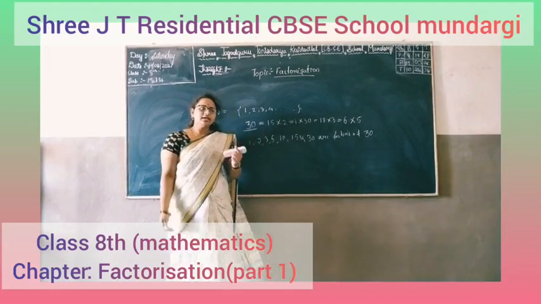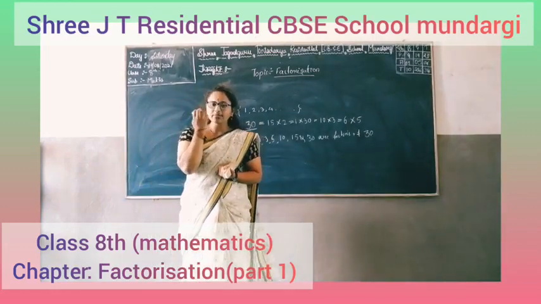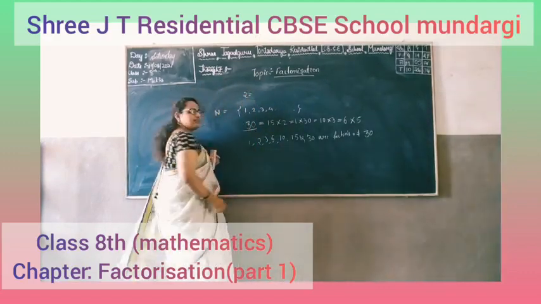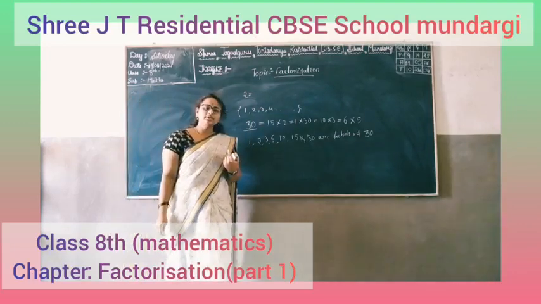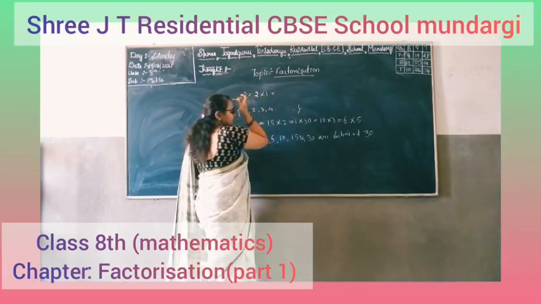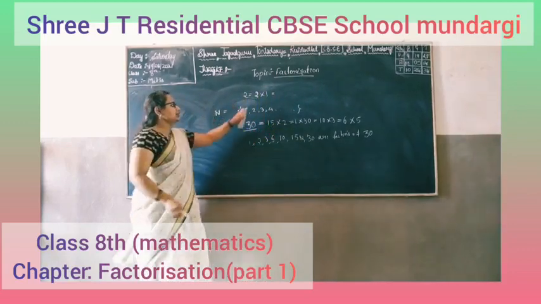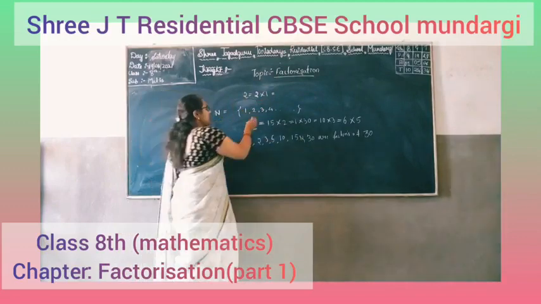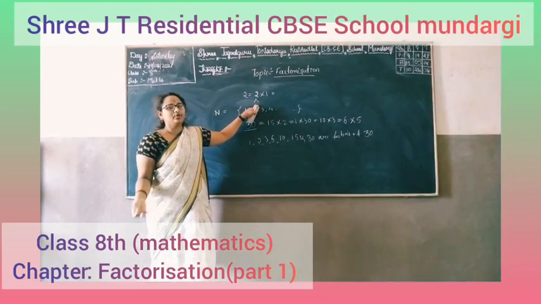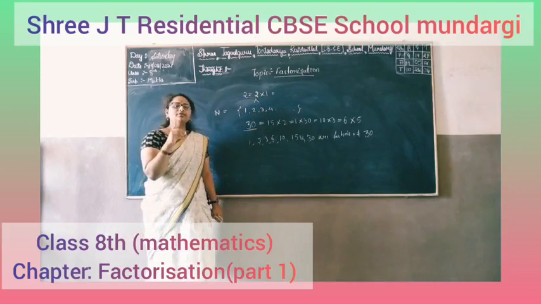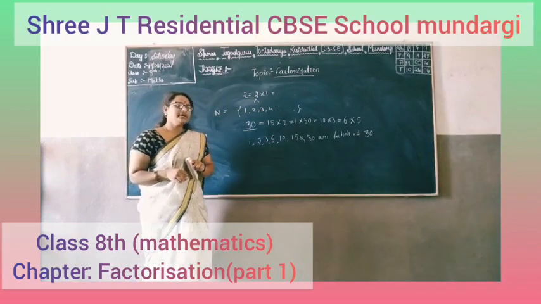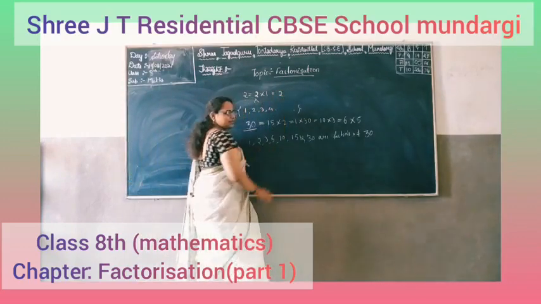Next, what are prime numbers? Already we know what a prime number is. Suppose I take an example, 2. 2 is a prime number, right? How is it a prime number? Because 2 is divisible only by itself and 1. It is not a product of any different numbers, it is only multiplied with 1. That type of number we call a prime number. So 2 times 1 is 2, and 2 is a prime number.